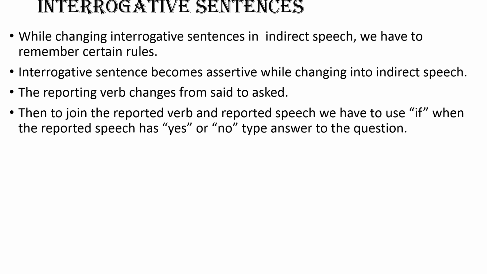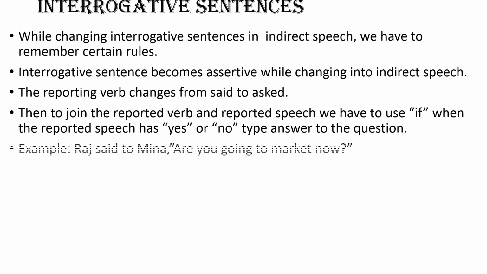Interrogative sentences without WH, at that time you have to use if to join the reporting verb and the reported speech. Example we see, Raj said to Meena, are you going to market now? Now here is an interrogative sentence, but there is no WH present. The question is starting with are. That means it is a helping verb. Now whenever you have this type of question, you will use if in your answer to join the two sentences. Now Raj asked Meena, then you put if.